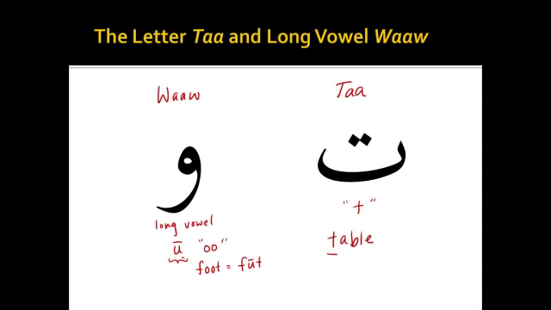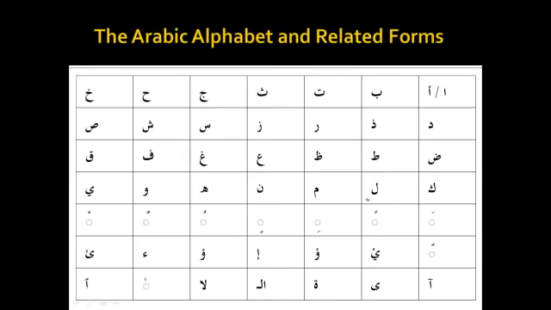Now let's look at these 2 letters in their different positions. Actually, before we do that, we're going to indicate where these letters are on our alphabet and related forms map. So here's the ta, because we discussed the alif and the ba previously. And if we come all the way down here, we'll find the wow. And that's what we're going to discuss today.